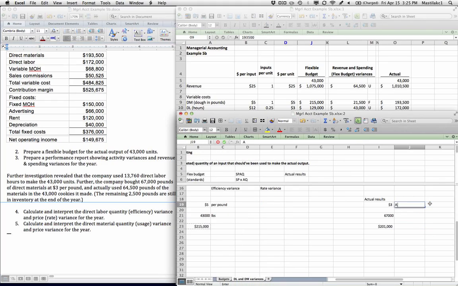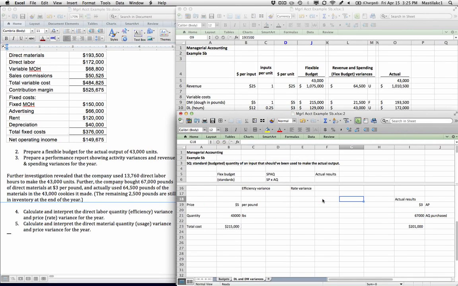This is our actual price times our actual quantity purchased. Remember, this is for our purchasing manager, so we care about how much was purchased. What do we want to compare our purchasing to? Do we want to compare our purchasing to the quantity that should have been used, or to the quantity that was actually purchased? We want to compare it to what was actually purchased. When we evaluate the purchasing manager, the standard price times the actual quantity should be standard price times actual quantity purchased.